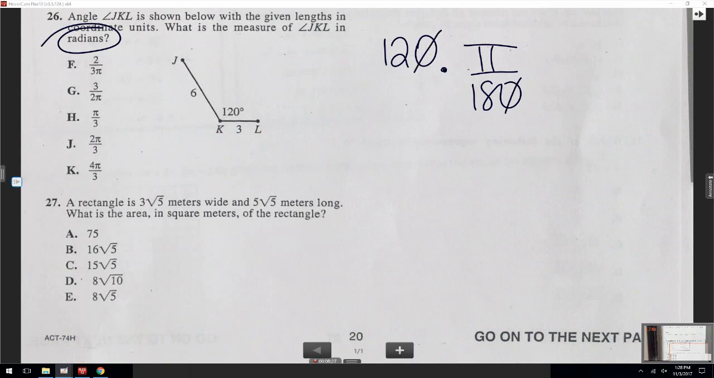So the zeros cancel out when you divide, right? So what number goes into 12 and 18? 6. So that would be 2 pi over 3. We're going to do a whole project and everything on this kind of stuff.